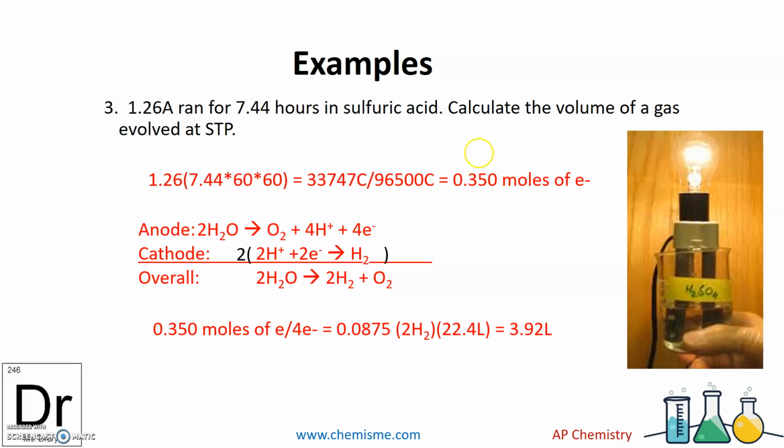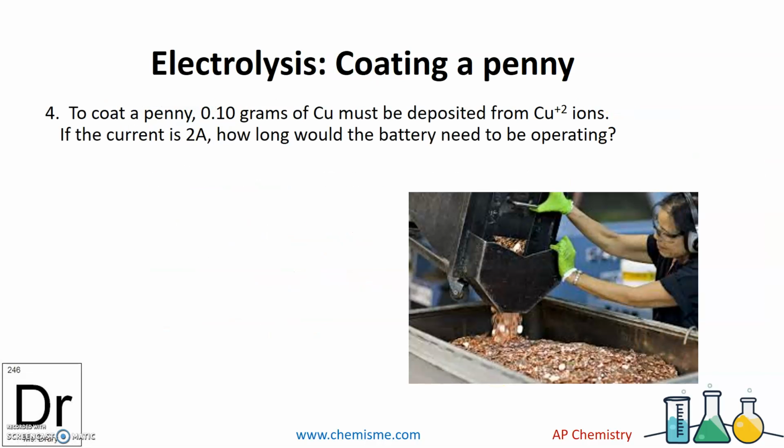If we wanted to know how much hydrogen that is in liters, we can multiply by the fact that for every reaction there are 2 hydrogens. And if you're at STP, that's 22.4 liters per mole. So a total of 3.92 liters. Remember, you can only use 22.4 if you're at STP, which the question says.